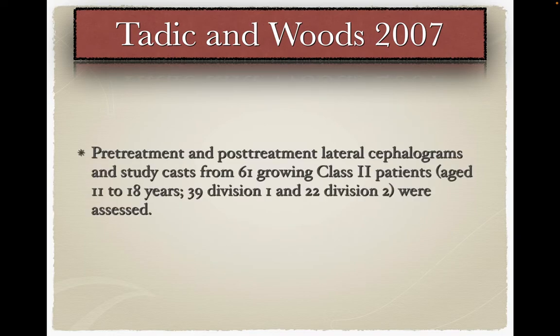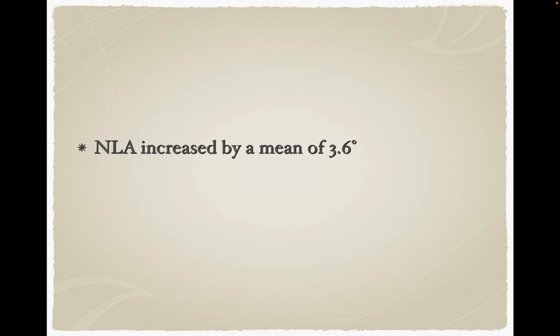What they did is, they looked back, it's a retrospective study, at the pre-treatment and post-treatment lateral cephalograms of 61 growing patients, class 2, aged between 11 and 18 years old: 39 patients class 2 division 1, 22 class 2 division 2. All of them were treated by extraction of upper fours, not lower, only upper fours, and they did retraction of the incisors to correct the overjet. So what they found is that the nasolabial angle on average increased by a mean of 3.6. However, they said there is a huge variation in the response in the amount of changes in the nasolabial angle. It's not the same.